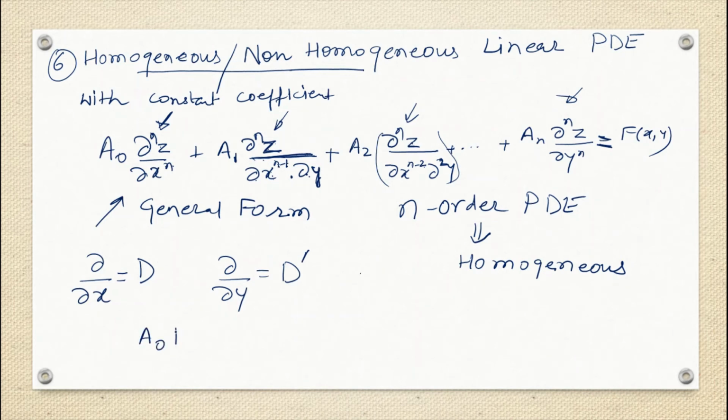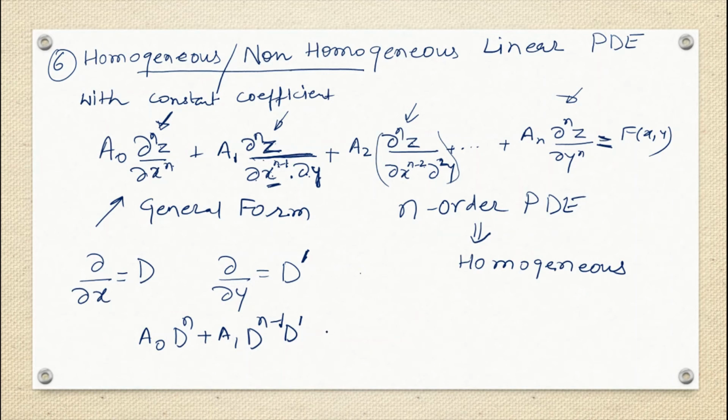A naught as it is, and then D^n, plus a1, and then D^(n-1), and then D'. Why? Because x has power n minus 1, so D has power n minus 1, and we are going to replace ∂/∂y by D'. So one ∂/∂y is there, so we are writing down D', okay.